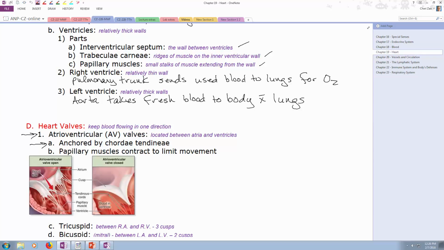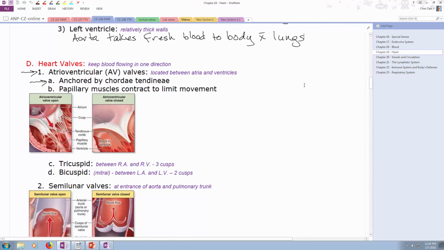Now let's take a look at the heart valves. The heart valves are placed in two areas. They're between the atria and the ventricle, and they're at the exit of the arteries from the ventricles. We call the heart valves between the atria and ventricles AV valves, and as our notes state, these valves are absolutely responsible for keeping blood flowing in one direction, which is from the atria into the ventricles and out.